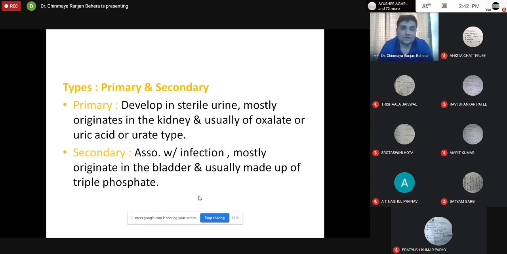And the types, what I said is, most commonly they are formed, originate in the bladder. So they are mostly secondary types. They are usually associated with infection and mostly originate in the bladder, but primary stones may sometimes be there, which develop in a sterile urine, mostly originate in the kidney, and then they drop down into the bladder.